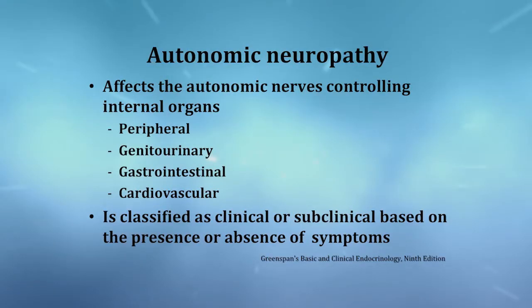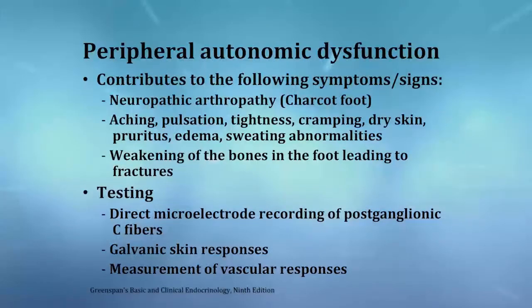Autonomic neuropathy, on the other hand, can affect the autonomic nervous system, which can affect the genitourinary and cardiovascular systems, and it can be classified as clinical or subclinical based on the presence of symptoms. It can contribute to the following signs. It can lead to Charcot joint or Charcot foot, aching, pulsating, tightness, cramping, and dry skin. It can lead to sweating abnormalities and weakening of the bones of the foot that can lead to further fractures.